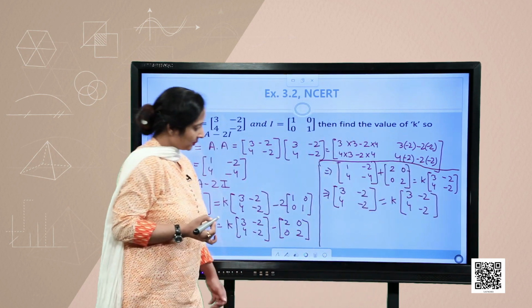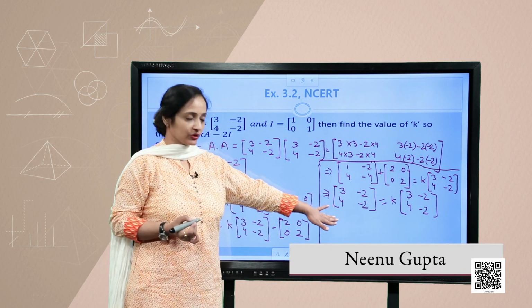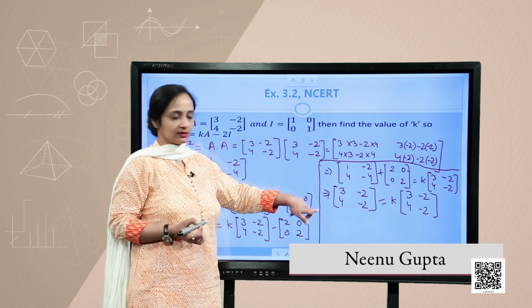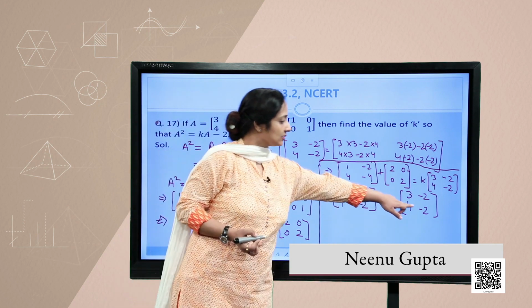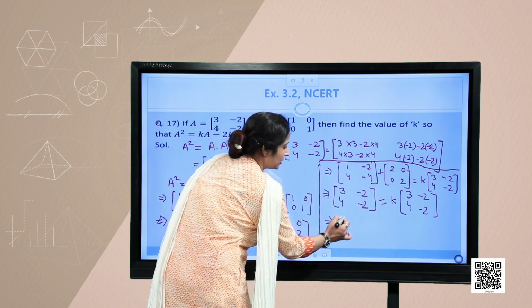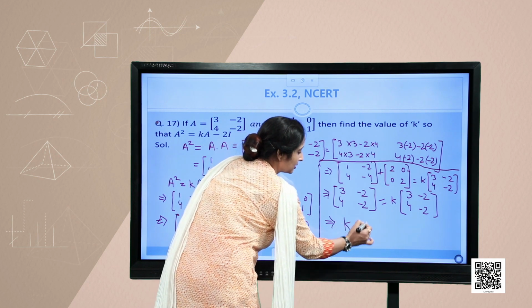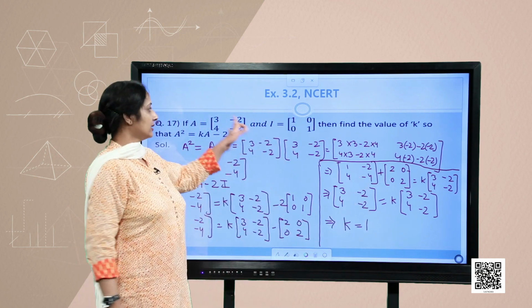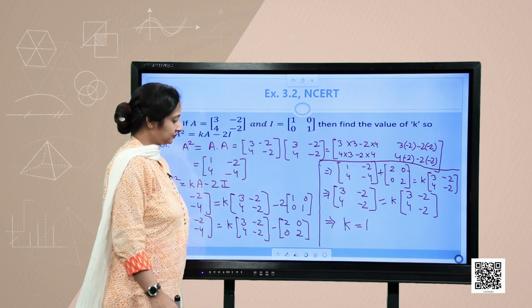Now, in place of going further with the calculation work, just compare on both the sides. Isn't this matrix and this matrix equal? So you can conclude here that K is equal to 1, and that becomes your answer.